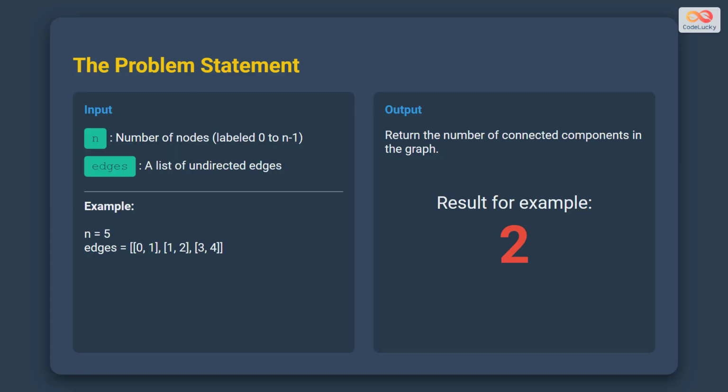Here is the formal problem. You are given an integer n, representing the number of nodes labeled from 0 to n-1. You are also given a list of edges, where each edge connects two nodes. Your task is to write a function that returns the total number of these separate connected components. For example, with 5 nodes and these specific edges, the answer is 2.